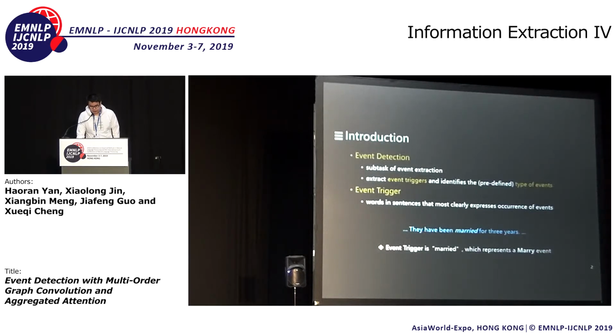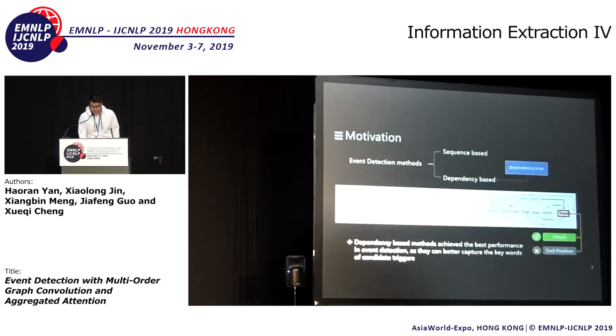So we first start from the background and introduction about the event detection task. According to the definition of Automatic Content Extraction, the event detection task is a subtask of event extraction, which aims to extract event triggers from individual sentences and further identify event types. The event trigger is the word that most clearly expresses its occurrence. For example, in the blue sentence, the trigger word is "married", which represents a marry event.